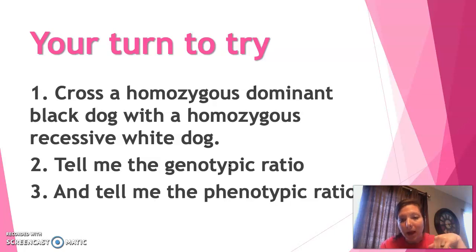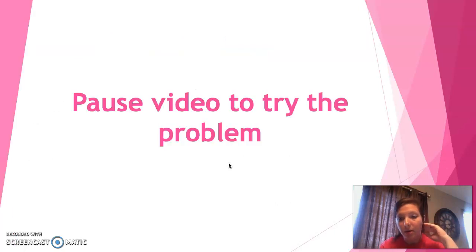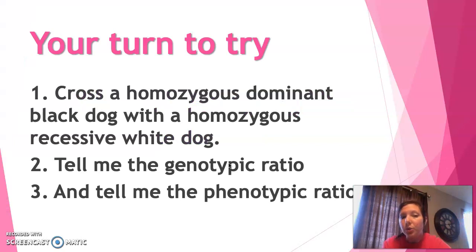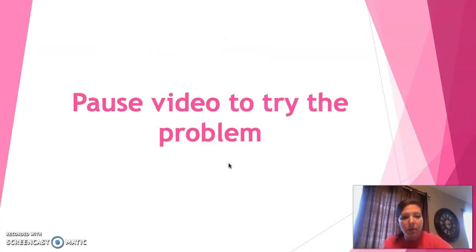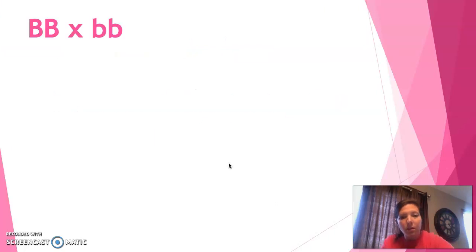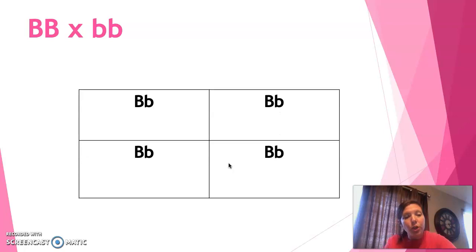So I want you to pause the video to try the problem. If you don't know what allele to use or what letter to use, go ahead and use the B because it's the black dog. All right, so you should have crossed, it said homozygous dominant, so big B, and it said a homozygous recessive dog, so it's little b.